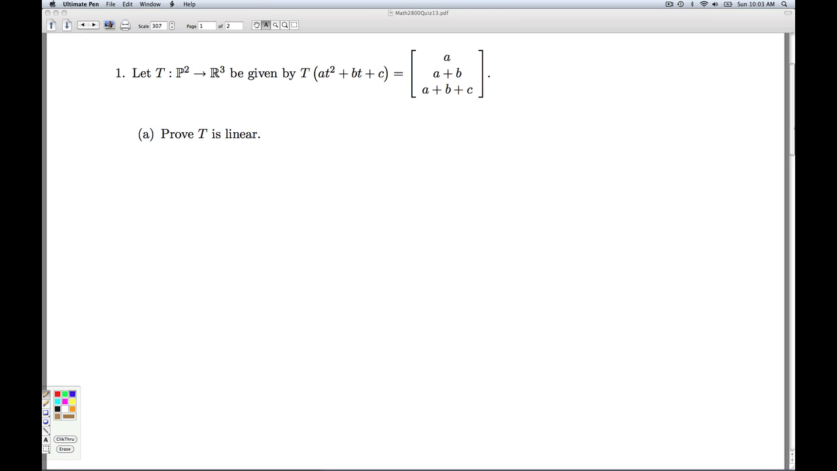We're given a function from P2 to R3. Here's the formula for it. We're asked to prove that T is linear. So what do we need to show that T is linear?